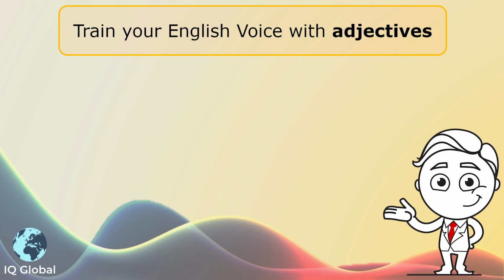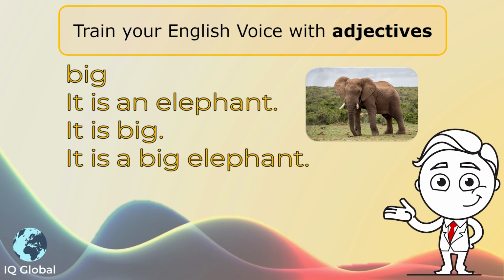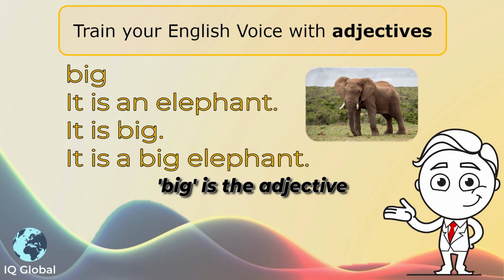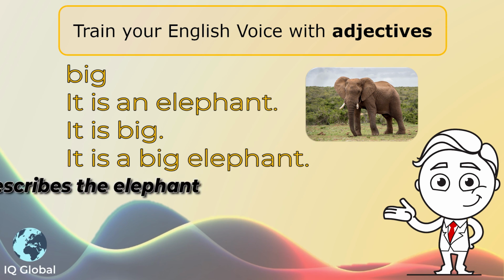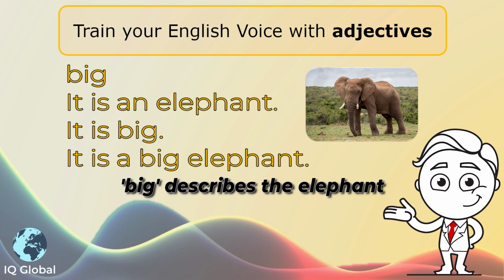Let's have a look at another example. Here we have the adjective big. It is an elephant. Now we know what this is. It is big. We know that it is the elephant and big describes the noun, so big is the adjective. It is a big elephant. The word big describes the noun, so big is the adjective.